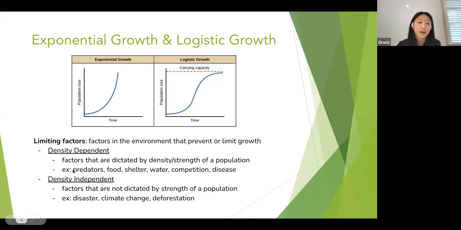Another type of factor is density-independent factors, which are exactly what they sound like. They're the opposite. They're factors that are not dictated by the strength or density of a population. Examples would be disasters, climate change, and deforestation. For example, in a natural disaster, let's say a tornado comes through. It'll destroy everything, no matter if there's a lot of species or just a little. So in that case, it's independent of the density of the population because everything would be destroyed anyway.